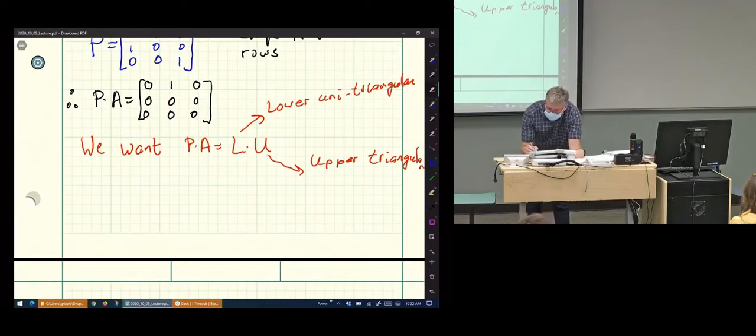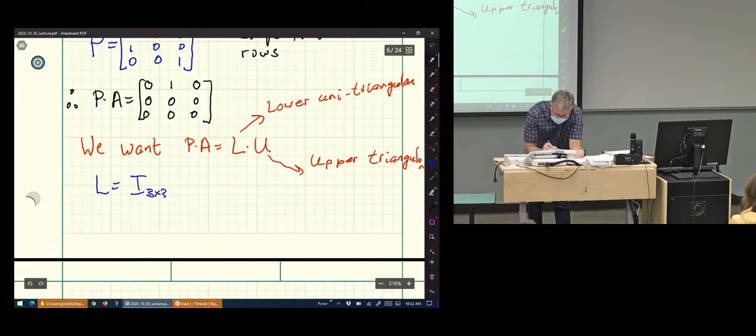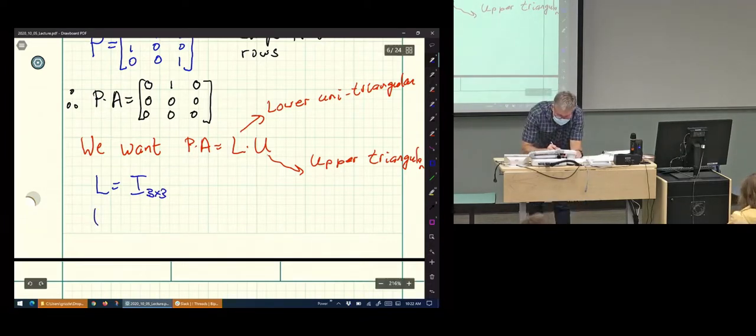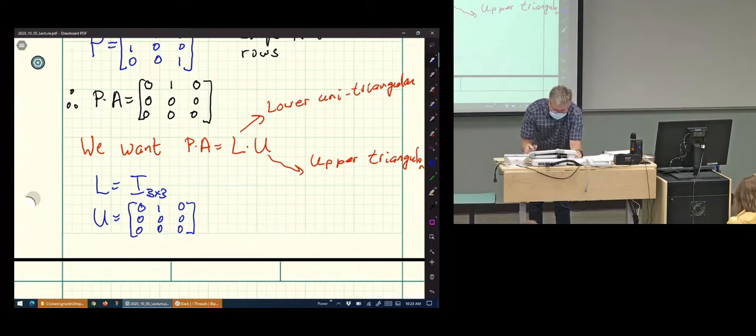Okay, well, this is what I'm going to do. I'm going to take L to be the 3 by 3 identity matrix. And I'll take U to then be 0, 1, 0, 0, 0, 0, 0, 0, 0. Okay, so then it's clear that P times A is equal to L times U. L is the identity matrix.